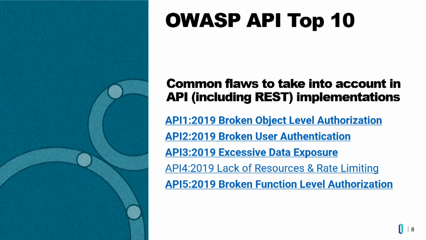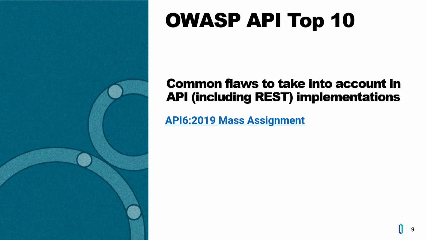Number 5 is broken function level authorization. So you're not just doing creates, reads, updates, deletes. There's also business logic that you may fire from your REST APIs, and you need to make sure the user is authorized for that as well. Number 6, mass assignment, is kind of the flip side of excessive data exposure. Maybe you're only exposing a couple fields, but if a user sends a payload in a way that the UI doesn't, that has all the fields, you could allow updating more fields than should be.